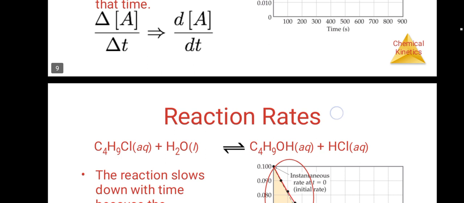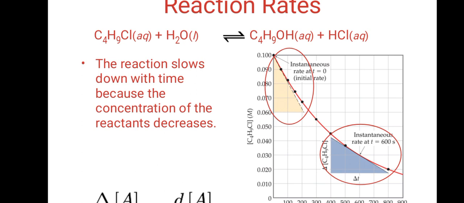So this is just what I've been explaining. The reaction slows down with time because the concentration of the reactants decreases. Of course, there is a decrease in the concentration as the reaction proceeds, basically because the reactants have been used up.